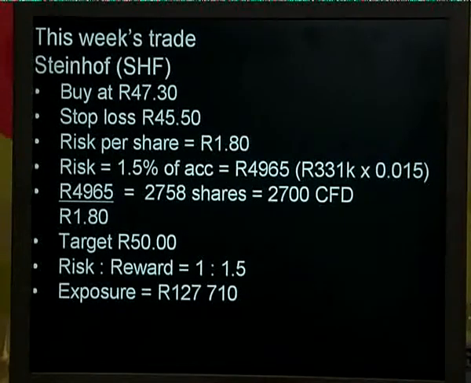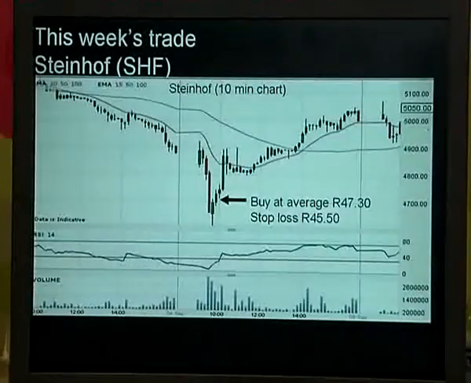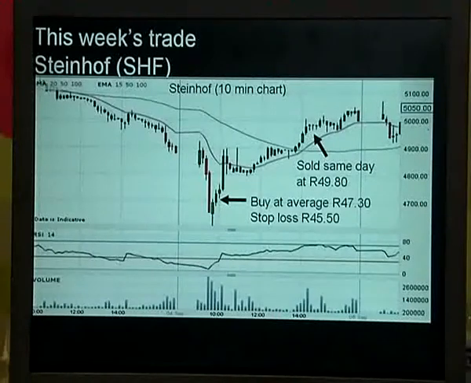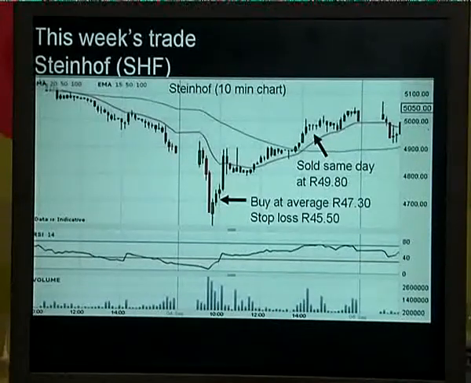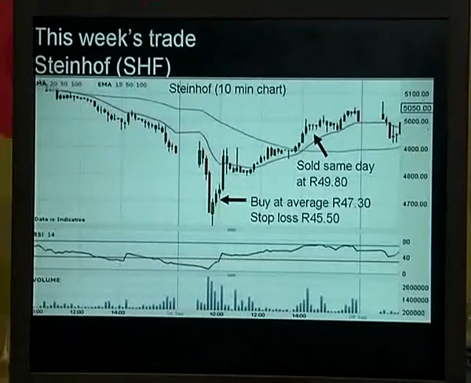And then just as a note, the exposure that we took on this trade was 127,000 Rand. So that's the total value of the shares that we effectively bought for this. And it worked out very, very nicely for us. As you can see, I mentioned that I sold it out the same day, basically later that afternoon. I sold out the stock at 49.80 Rand, just shy of the 50 Rand level that I wanted to get out.